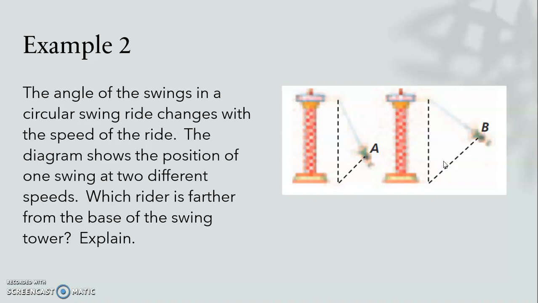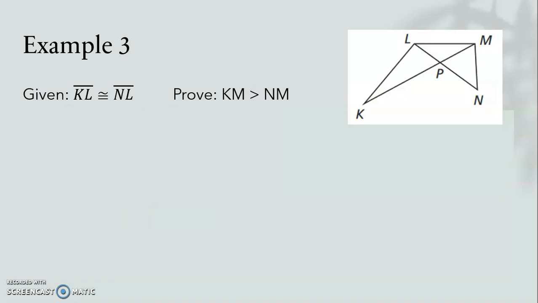Now we have one last example, and it's everybody's favorite type. It's a proof. Okay, so in example 3, they said given KL is congruent to NL, and they want you to prove that KM is greater than NM. So we're going to start the proof in the way that we always start a proof, by copying down the given statement. And then we're going to think about what's going on here.